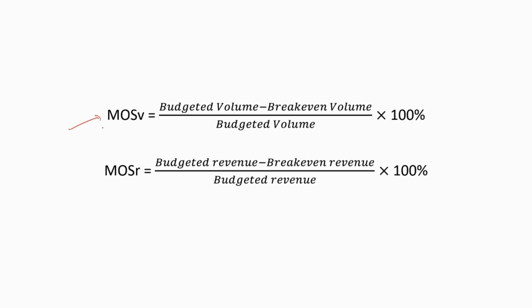Using this formula, we can calculate the margin of safety in the form of volume. Budgeted volume minus break-even volume divided by budgeted volume, then multiplied by 100%, we can calculate the margin of safety for volume. Using this formula, we can calculate the margin of safety for revenue. Budgeted revenue minus break-even revenue divided by budgeted revenue then multiplied by 100%.